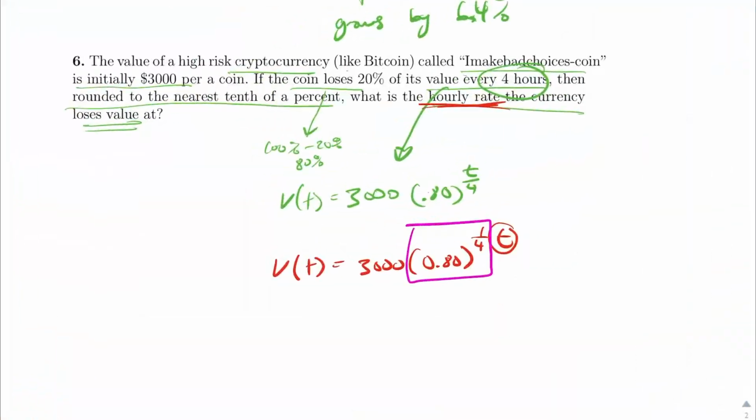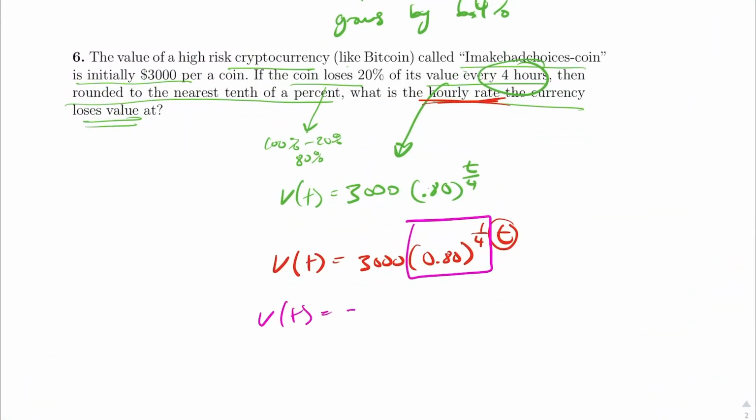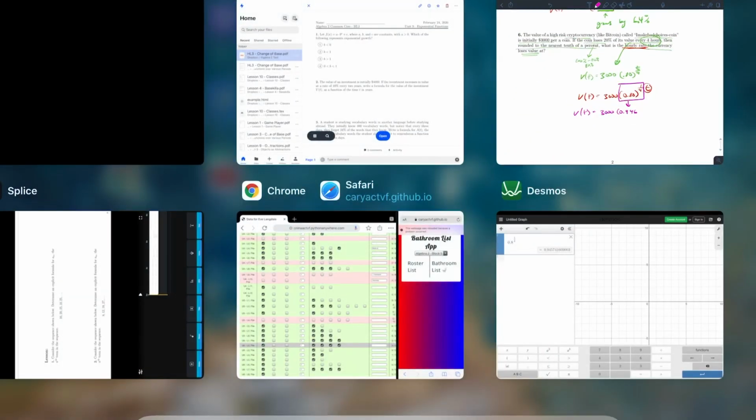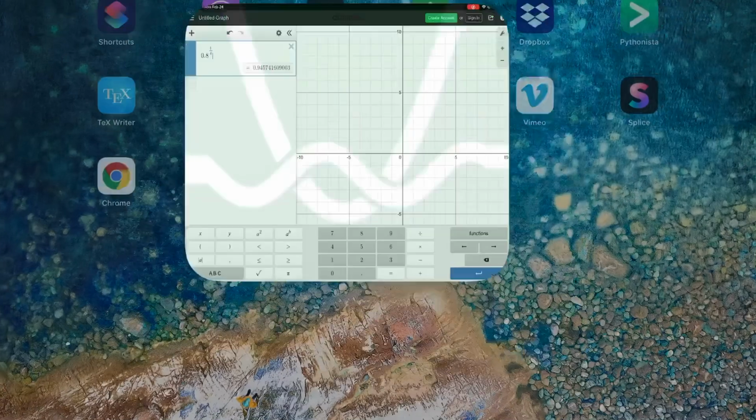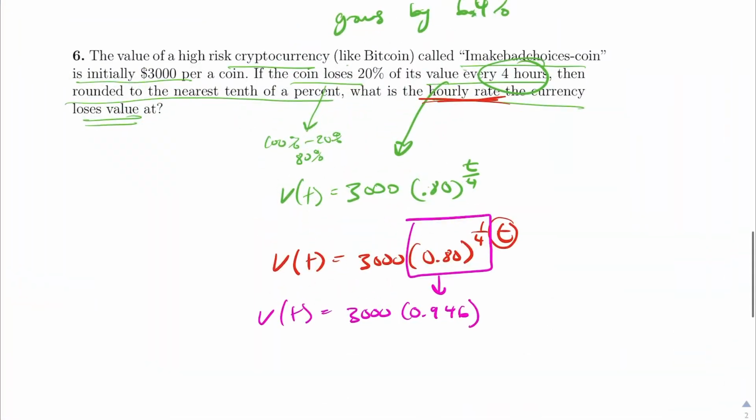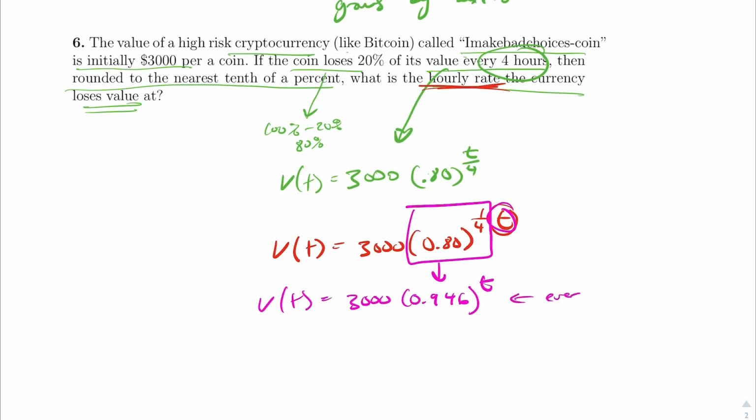0.946. This pink part becomes 0.946. Let's see if we got that right. 0.946, yep. And then we just have t as the exponent left. So now this is an every hour formula, as opposed to what we had before, which was an every 4 hours formula. And so it looks like the percent here would be retaining 94.6%, which means that we're losing 5.4% every hour.